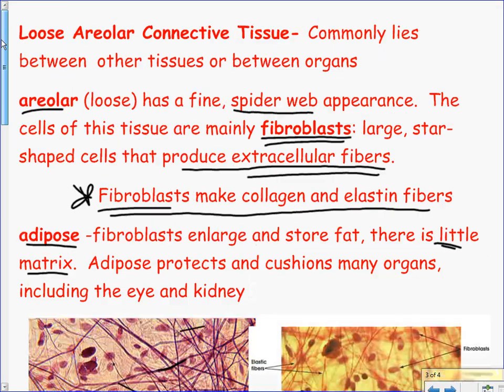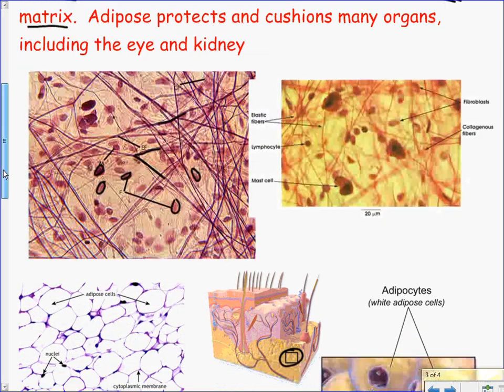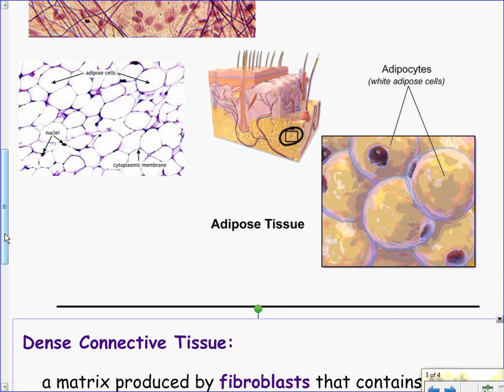So that's our loose connective. We've got two types of loose connective. Areolar, which is just like the swaddle blankets and a lot of crazy matrix. And then we have adipose, which is the fat cells. So there's loose connective and there's dense connective.